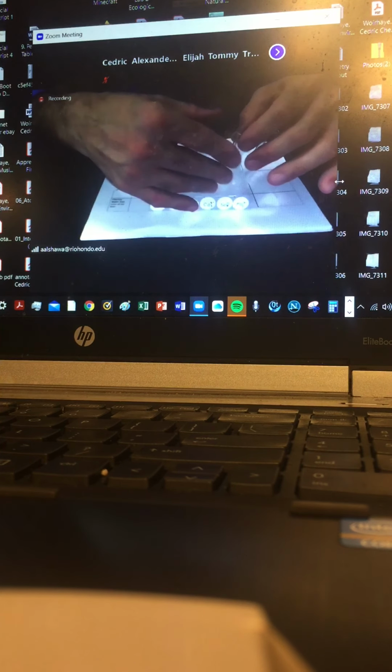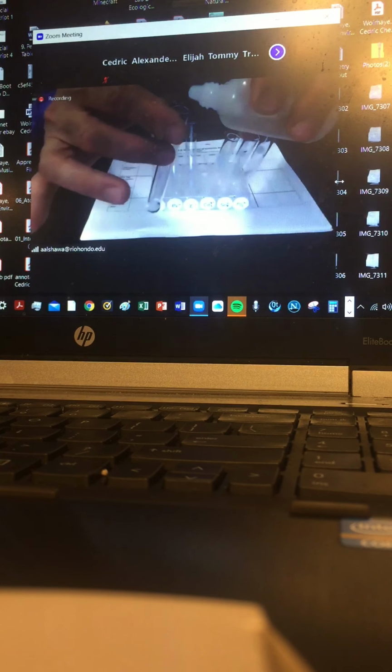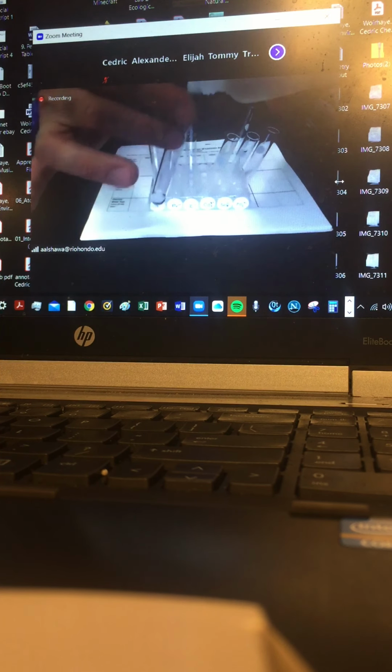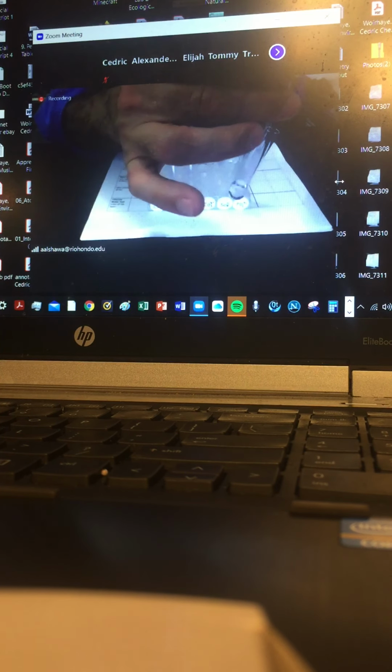Now to unknown 1, I want to add 2 drops of the barium chloride. And there is nothing. So for unknown 2, I want to add 3 drops of the barium chloride.